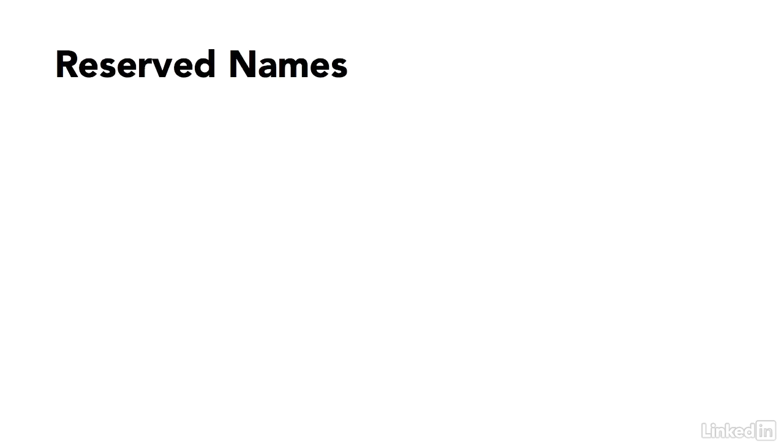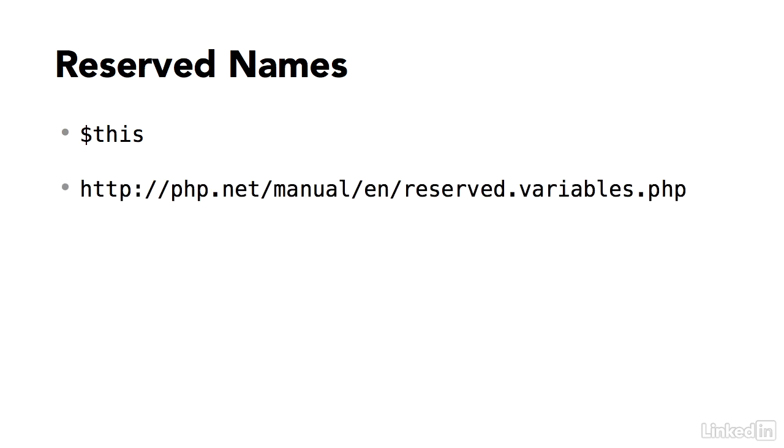As long as you follow those basic rules, you can name your variables just about anything you like, with a handful of exceptions. The variable $this is reserved for use in PHP object-oriented scripts. You should also avoid using any of the predefined reserved variables listed at this URL on the PHP website. Most of them are PHP superglobal variables. We'll look at superglobals later in this course.